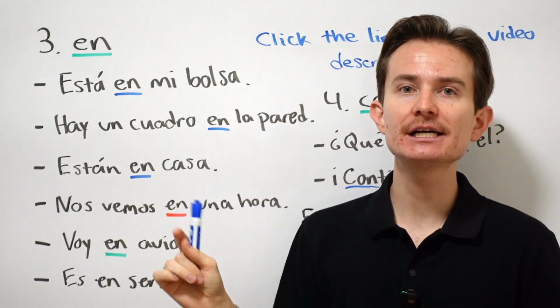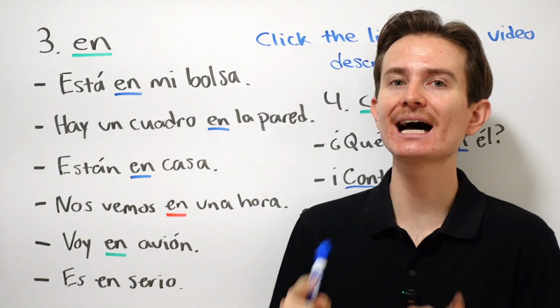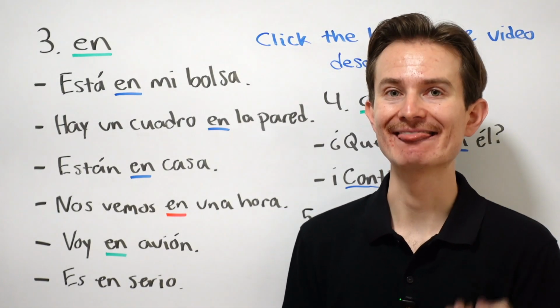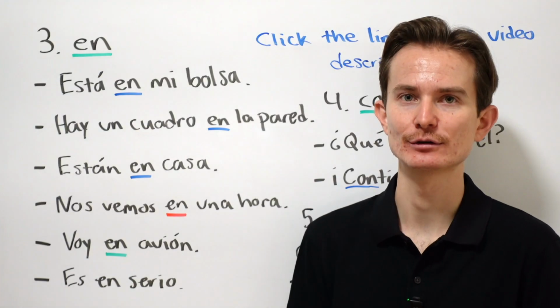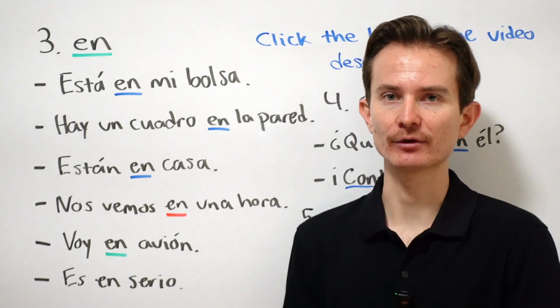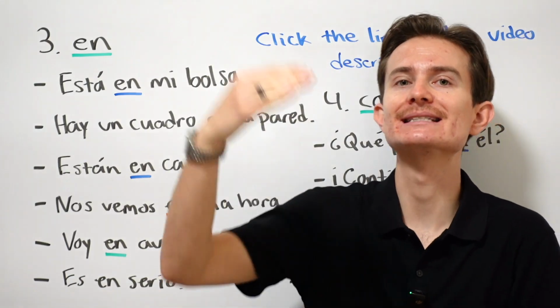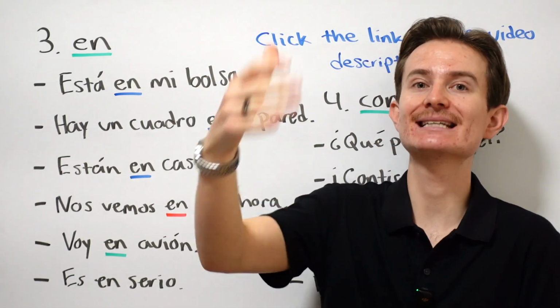Now, the translation here is in. It is not inside of. If you want to say inside of, you could say dentro de, meaning inside of. You also say adentro, okay? Dentro de is inside of something. Adentro also means inside, but it's kind of like inside of a place.